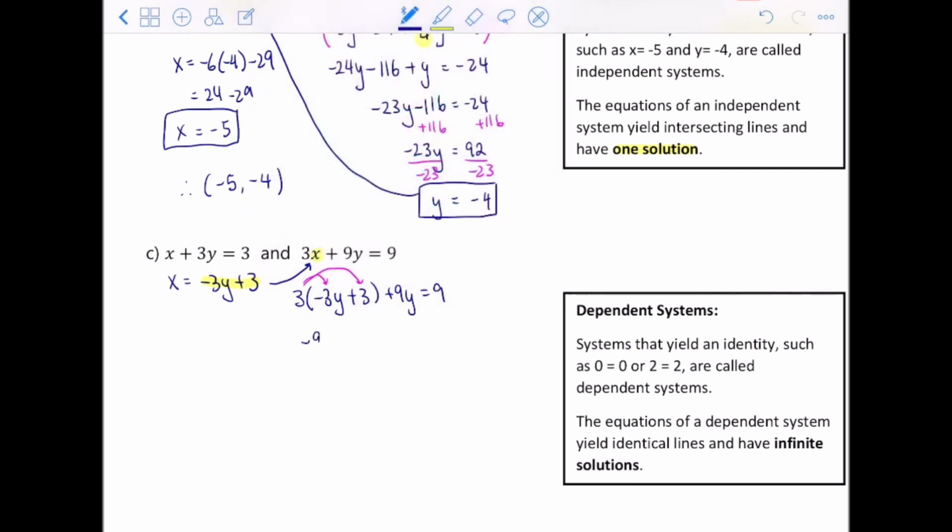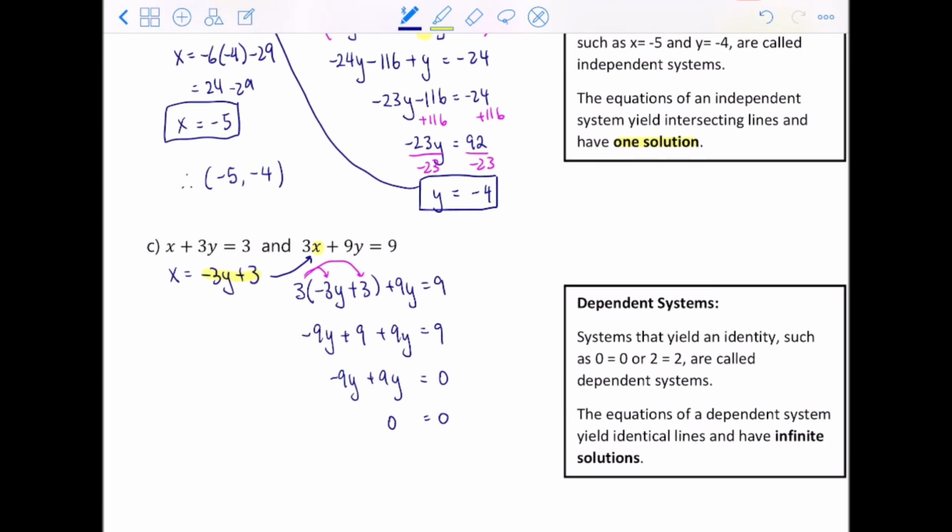We get negative 9y plus 9 plus 9y equals 9. Collect the like terms. So notice that we have negative 9y plus 9y, and you take away 9 on both sides, so you get 0 on the right hand side. And this gives us 0 equals 0. Okay, so right away, this is when we can state that there are infinitely many solutions.